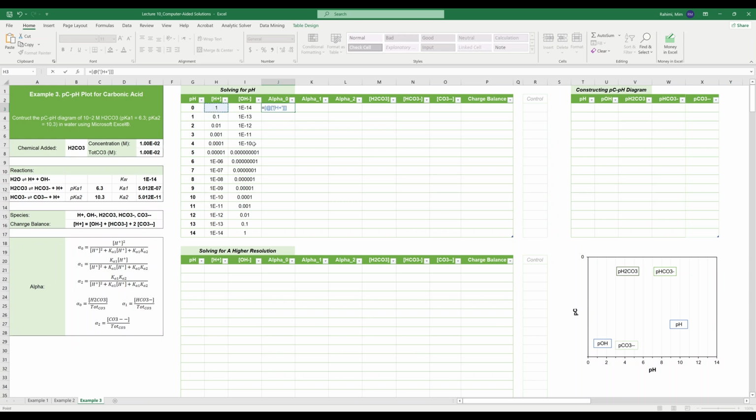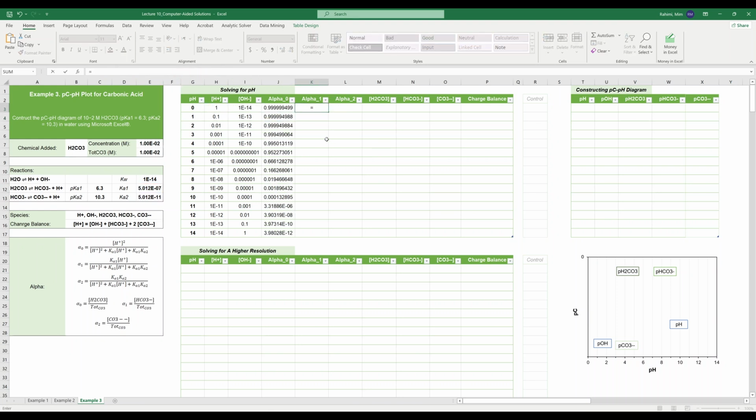Because it's a diprotic acid, the denominator is a bit bigger. So alpha 0 would be H plus to the power of 2 divided by the denominator. And the denominator would be the same for all of them. So I'm going to copy and paste the denominator: H plus squared, plus Ka1 times H plus, where Ka1 is a constant, plus Ka1 times Ka2, and both of them are basically constants. So this denominator, I'm going to copy it and use it.